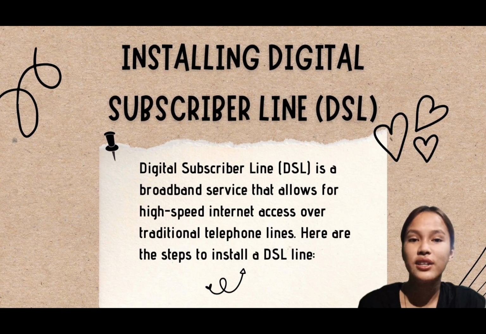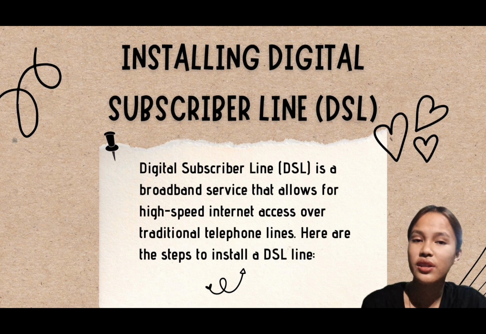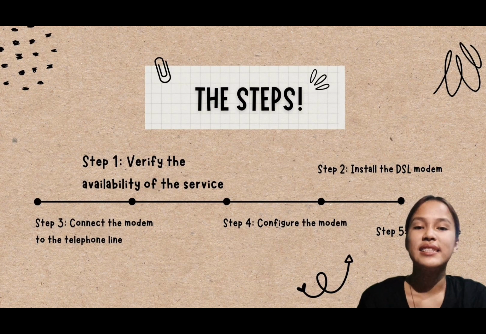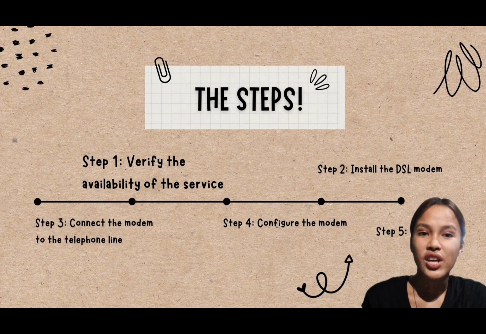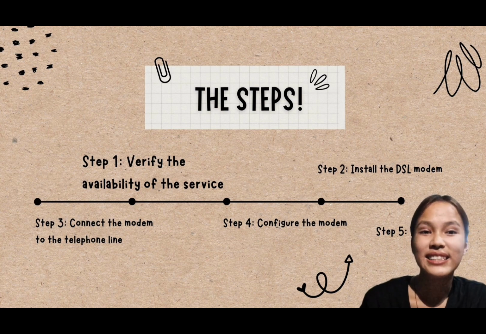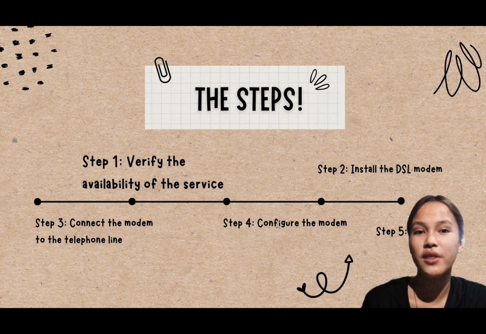Lastly, Section 3, installing Digital Subscriber Line, or DSL. Digital Subscriber Line, or DSL, is a broadband service that allows for high-speed internet access over traditional telephone lines. Here are the steps to install a DSL line. Step 1. Verify the availability of the service. Check with the local telecom provider to ensure that the DSL service is available in the area.